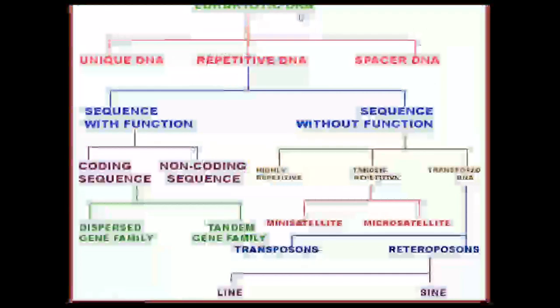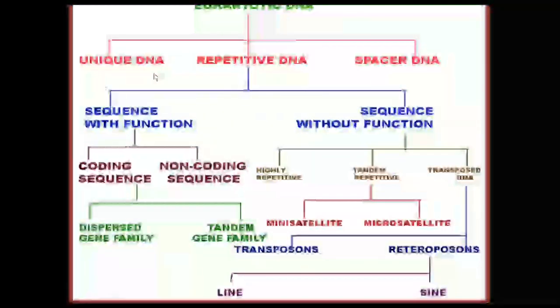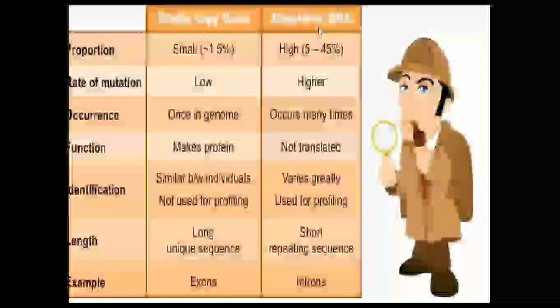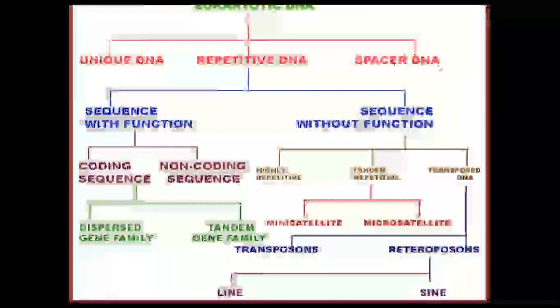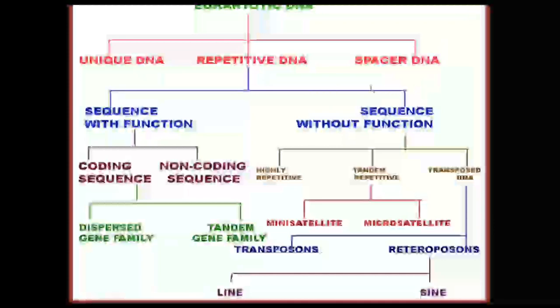Eukaryotic DNA is of three types: unique DNA, repetitive DNA, and spacer DNA. We have already discussed single copy genes and repetitive DNA. Single copy genes are unique DNA. The spacer DNA is present in between the genes. The repetitive DNA is shorter in size, and in between the genes the spacer DNA will be present.